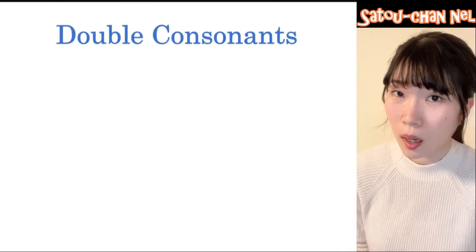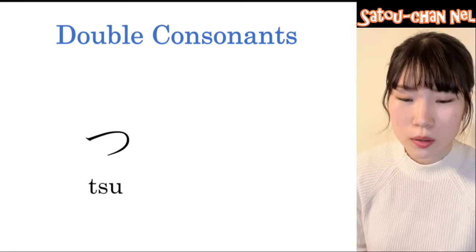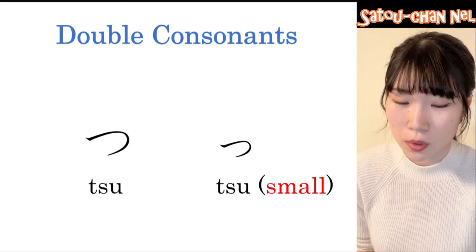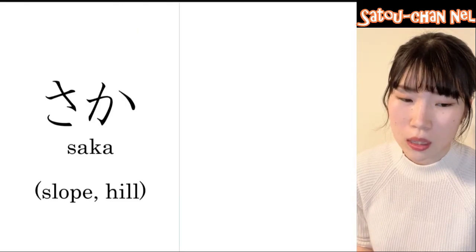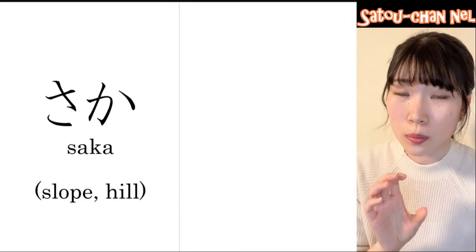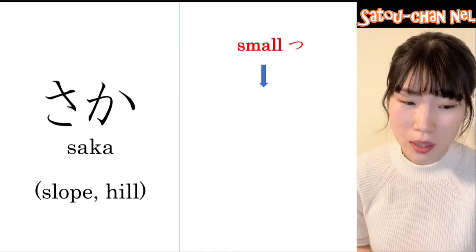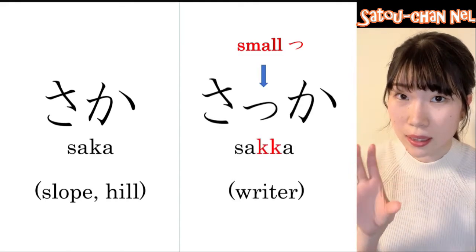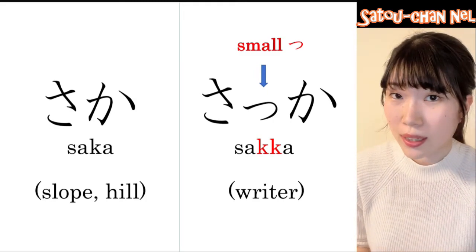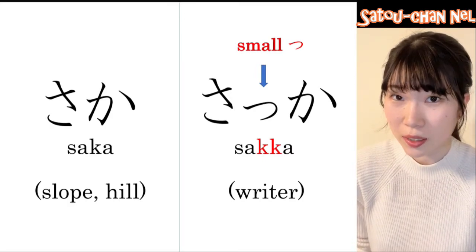The last one I'm going to explain is double consonants. This hiragana is tsu. Small tsu is used when transcribing double consonants. For example, this is hiragana sa and ka. Saka means slope or hill. If there's a small tsu between sa and ka, it's sakka. You can see double consonants, kk. Sakka means writer, so the meaning is completely different.